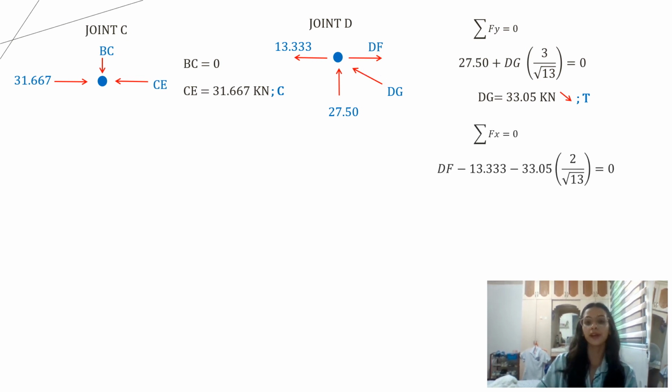Then our summation of Fx is to find the DF. We have DF minus 13.333, which is pointing to the left so it is negative, minus our DG 33.05, which is pointing to the left, times 2 over square root of 13 is equal to 0. DF is equal to 31.666.